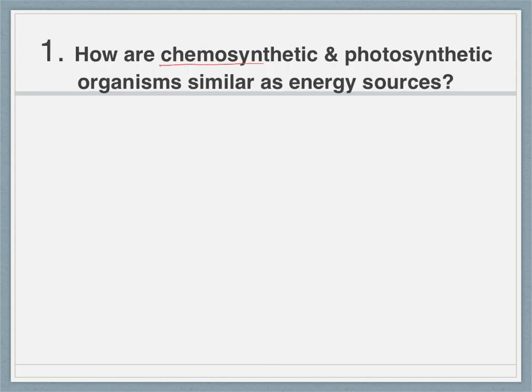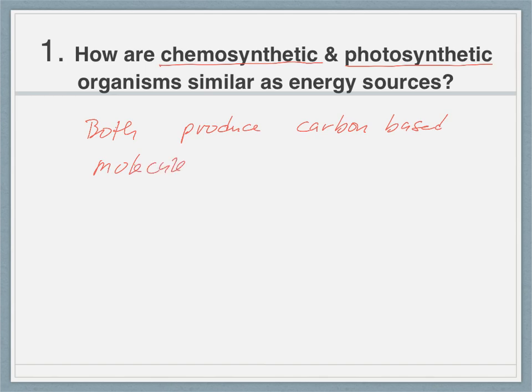So how are chemosynthetic and photosynthetic organisms similar as energy sources? Well, they both produce carbon-based molecules that would be the primary food source for their ecosystem. They are primary producers for their ecosystem.